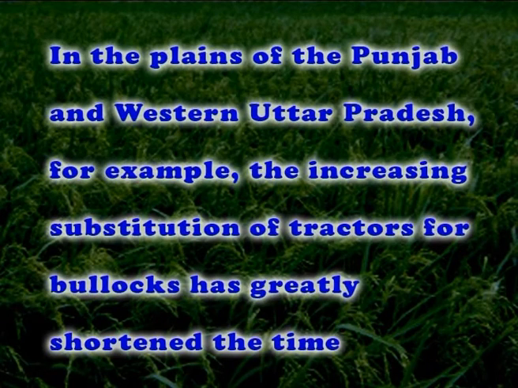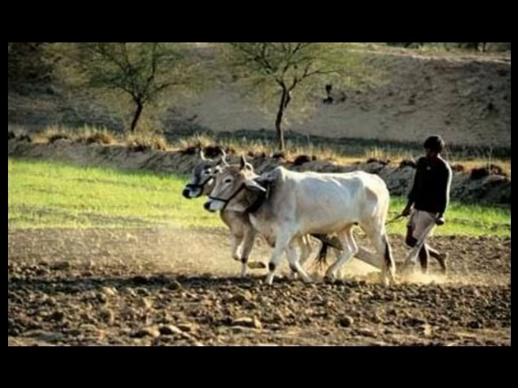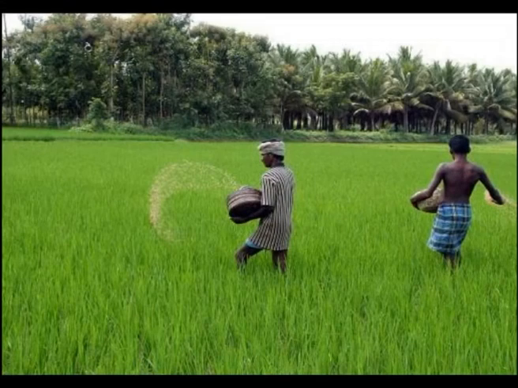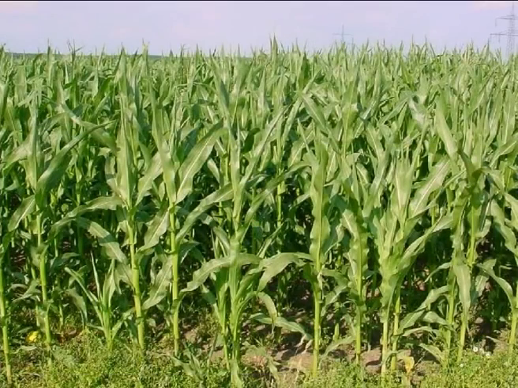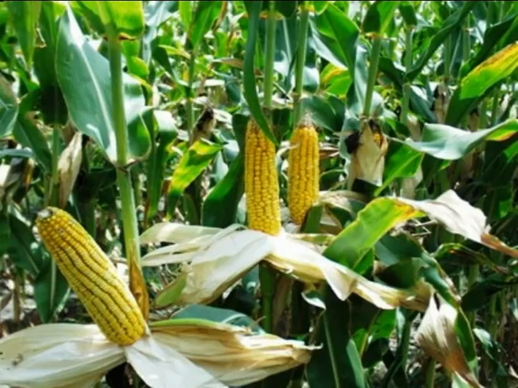In the plains of the Punjab and western Uttar Pradesh, for example, the increasing substitution of tractors for bullocks has greatly shortened the time the farmer has to spend on the plowing and sowing of the kharif and rabi crops. This enables the farmers to cultivate their fallow land before it becomes infested with weeds in the summer season, a practice which was not feasible when the oxen drawn plough was used. The result was a substantial diminution of weeds and increased cereal crop yields.